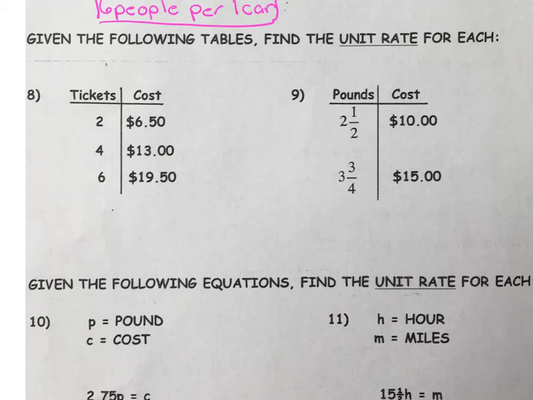For problems 8 and 9, we've been given a table of values. Now, for these tables, they would like us to find the unit rate for each. Well, let's take a look at problem 9. It seems to be a little bit more difficult than problem 8. You can do 8 later on your own. X stands for the number of pounds, and Y stands for the cost in dollars.